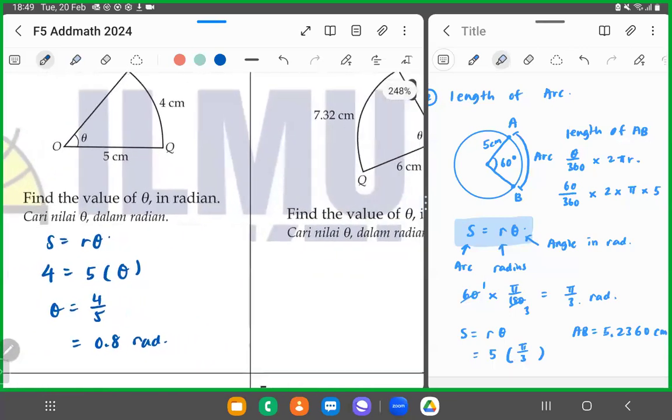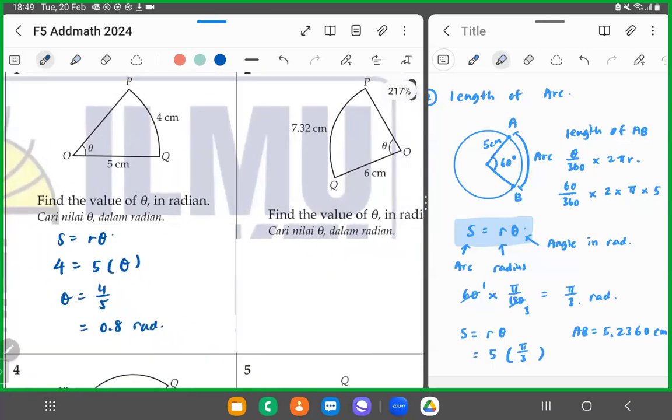Okay, second one also the same thing. S equals R theta. 7.32 equals, radius is 6, theta we don't know. Find the theta. Take away the 6. 7.32 over 6 equals theta. So theta equals 1.22 radians.